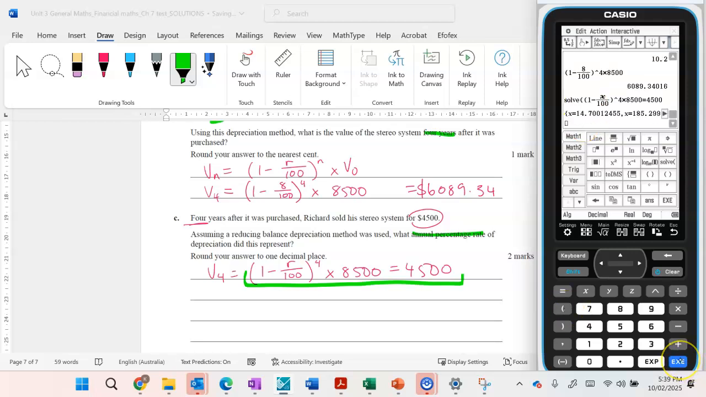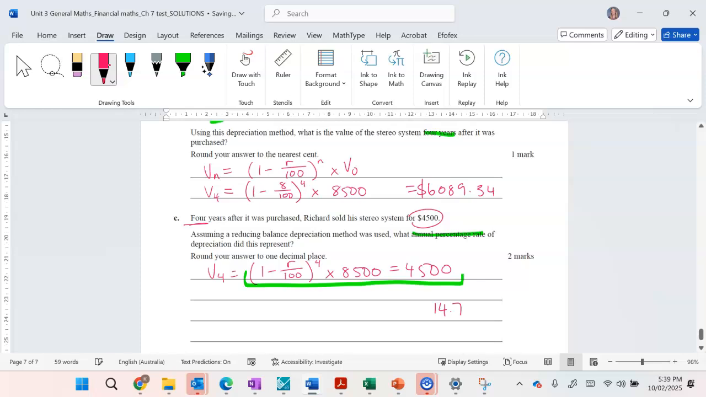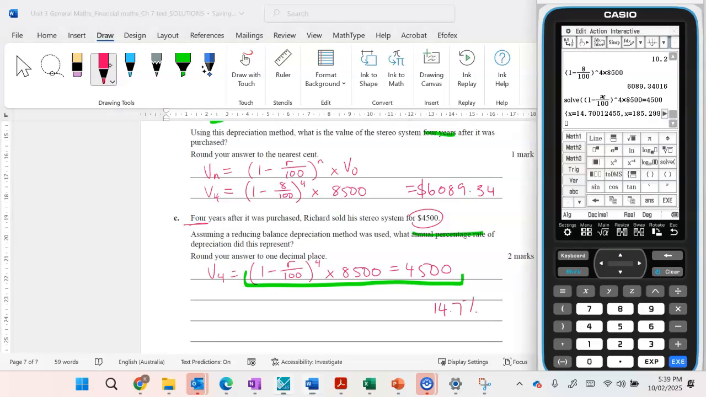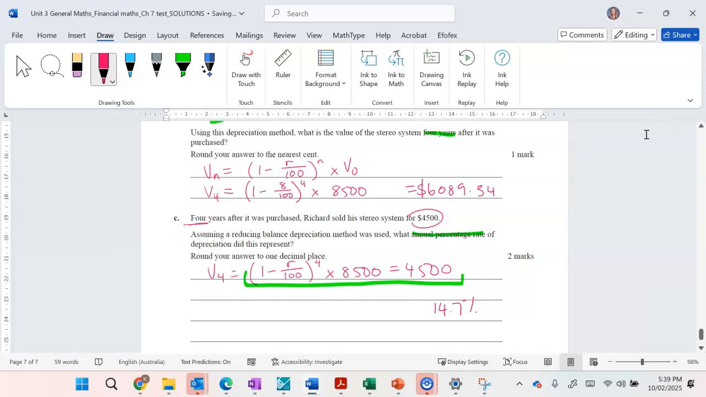All right, so we've got two values. It's going to be 14.7%. It can't be the other value because that's 185%. It just doesn't make sense, guys. So 14.7%. It's worth 2 marks. I think what I've written there would get you 1 mark, and then the 14.7%, if you got that answer, you'd get your 2 marks.